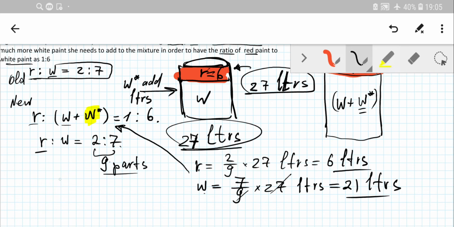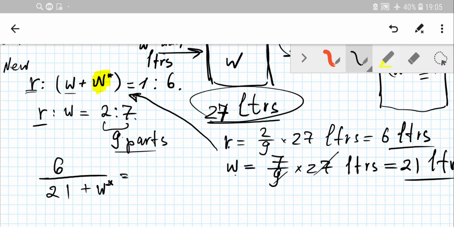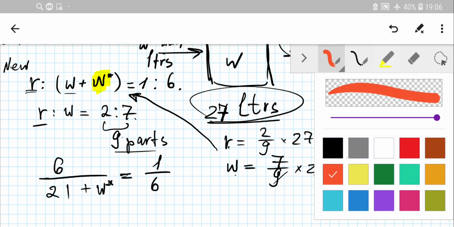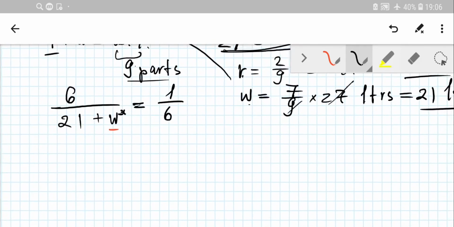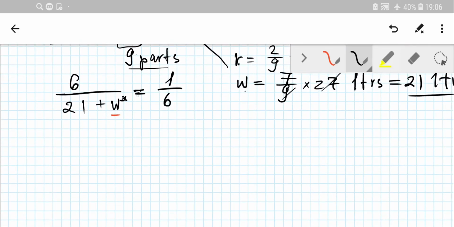So we've got 6 on top, let's write it as a fraction, so this is red, over w, which is 21, plus some extra, which is w star, so equals 1:6. Okay, so where is our variable? It's here. So your variable that you're looking for is here, so that's w. In order to find w, first of all, you just need to resolve the fractions. So how do you resolve? Crisscross, that goes here and that goes here.